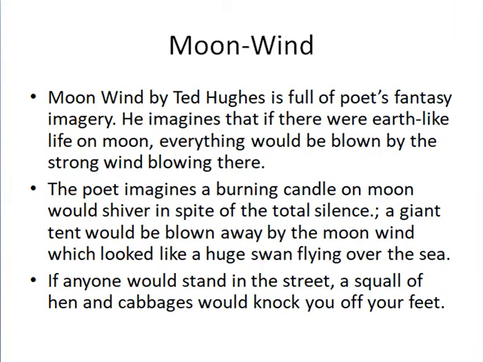you guys please take out your books in front of you and look at the poem while I'm explaining the poem to you. Moonwind by Ted Hughes is full of the poet's fantasy imagery. As you all know, there cannot be earth-like life on the moon because of certain scientific reasons. So it is total fantasy imagery. He imagines that if there were earth-like life on the moon, everything would be blown by the strong wind blowing there. The poet imagines a burning candle on the moon would shiver in spite of the total silence.